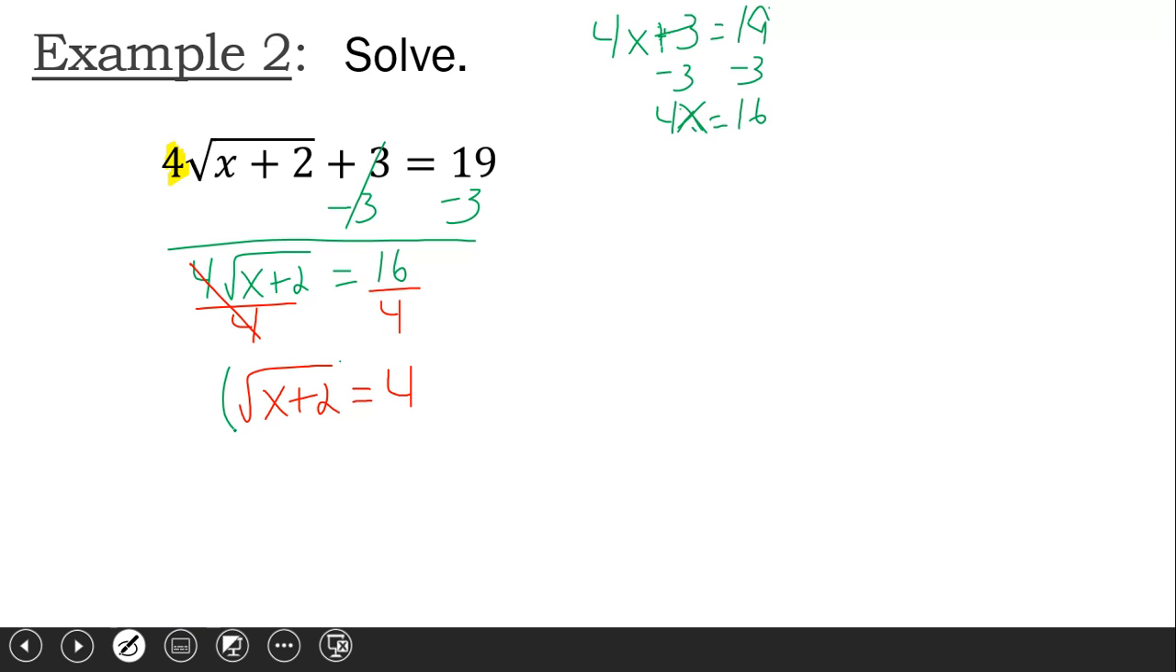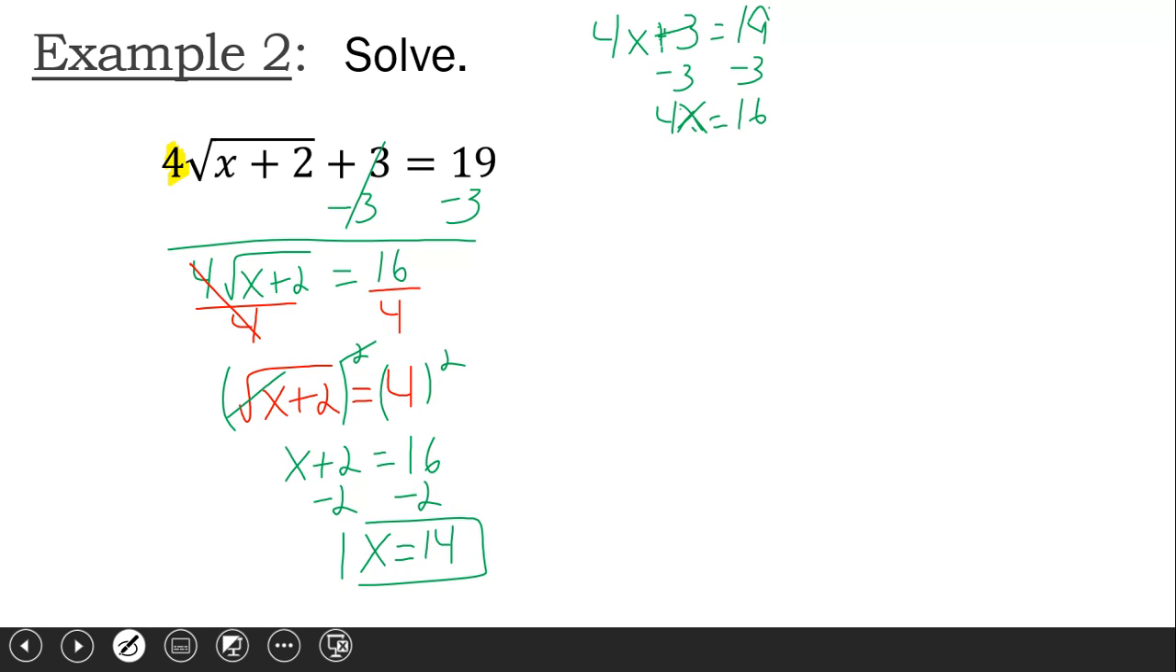So now at this point, I could square both sides. I'm not going to subtract that 2 on the inside because that's kind of linked within that square root. So keep it there and square both sides. And now it cancels. X plus 2 is equal to 4 squared is 16. And now we can get that x by itself by subtracting 2 on both sides. And you'll get x is equal to positive 14. If we wanted to, we can check that answer by plugging back in, and we'll see that it ends up working. All right, let's keep going.